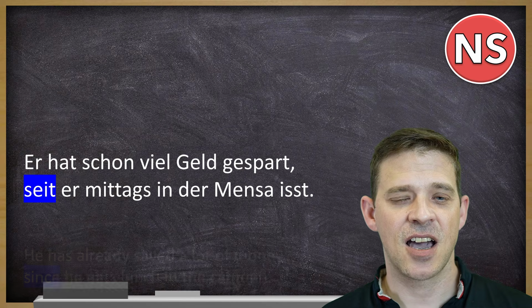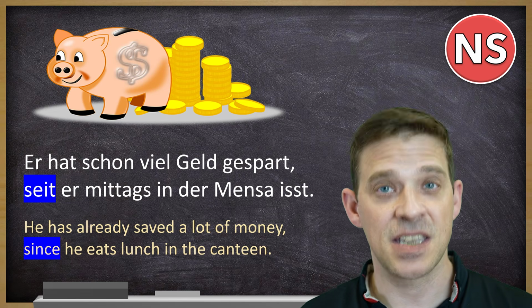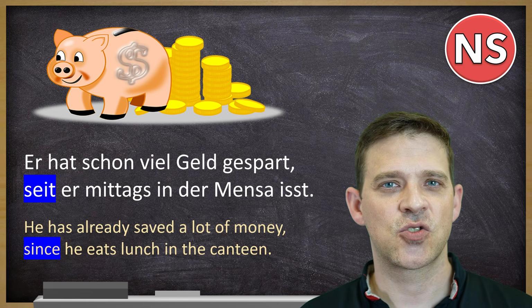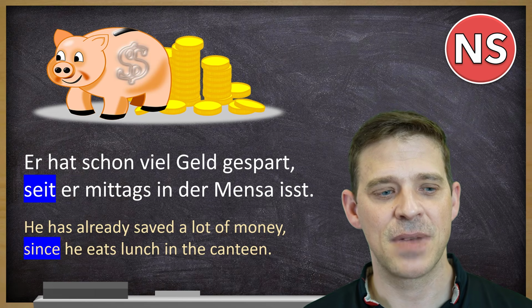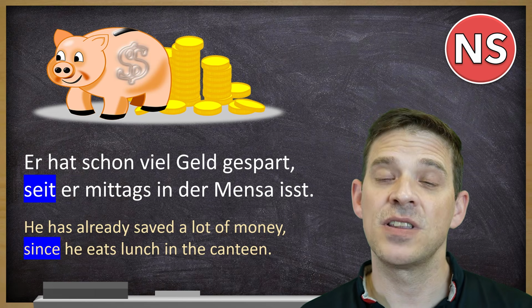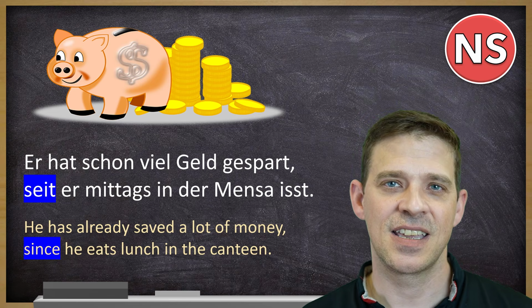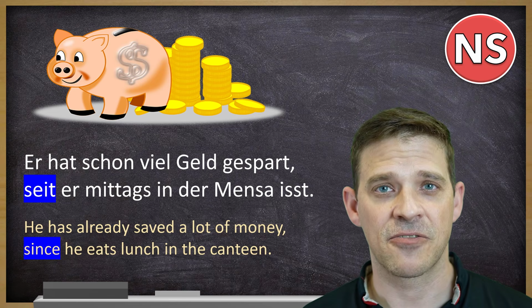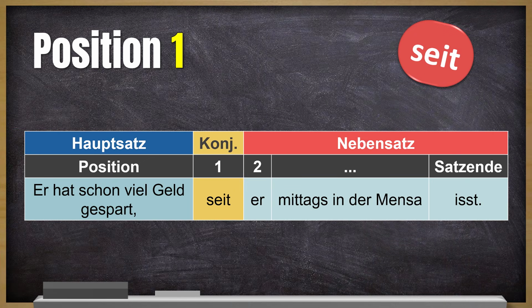Nebensatzkonjunktion. Er hat schon viel Geld gespart, seit er mittags in der Mensa ist. So Max already saved a lot of money since he eats lunch in the canteen or in the cafeteria. Position auch hier, Nummer 1.